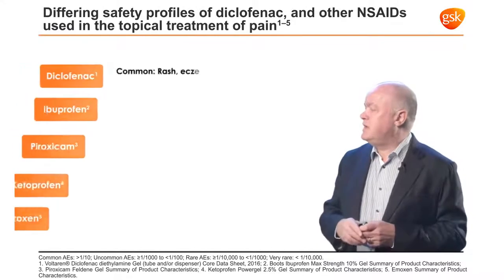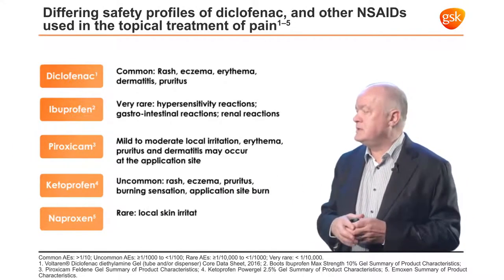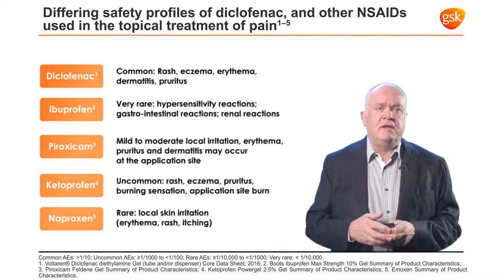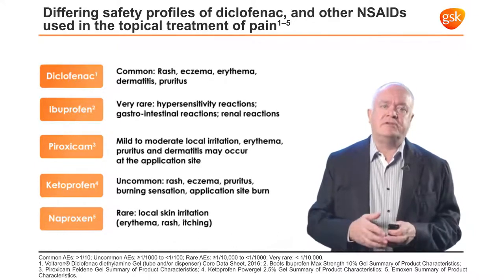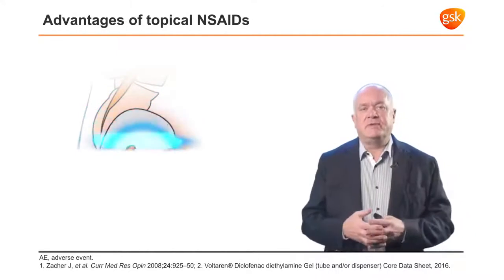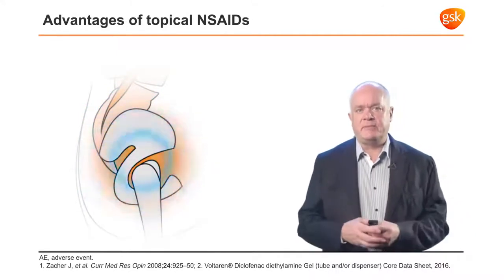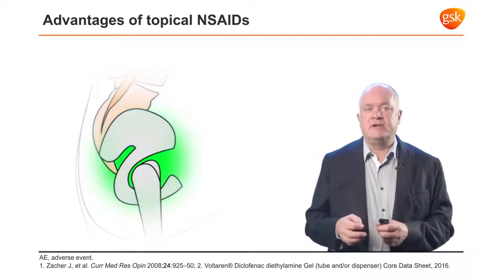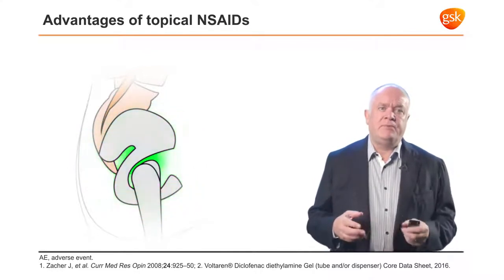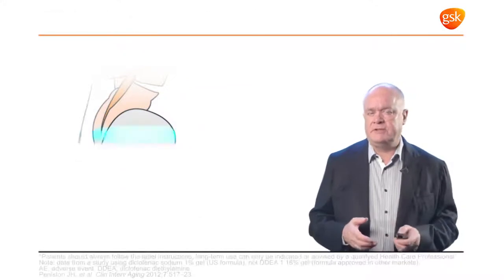This chart shows the relative safety profiles between the various different types of topical NSAIDs, but overall they are generally well tolerated. As you can see, a variety of different local skin reactions are the most common adverse events. Key advantages of topical NSAIDs are that they offer a targeted action, low systemic exposure, and thus reduced risk of drug interactions, and so are generally well tolerated. Improved tolerability and ease of use may lead to improved patient adherence.